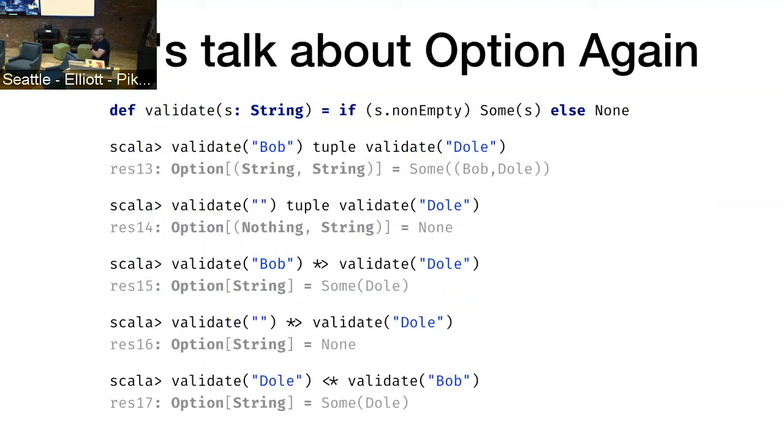Okay, so the computation on the left is there only for its effect. Notice we can say validate Dole and validate Bob and reverse the direction of the shark, and we get the same answer back. And the reason for that is that option is actually a commutative monad. You can't do that in general, but you can do it for option.